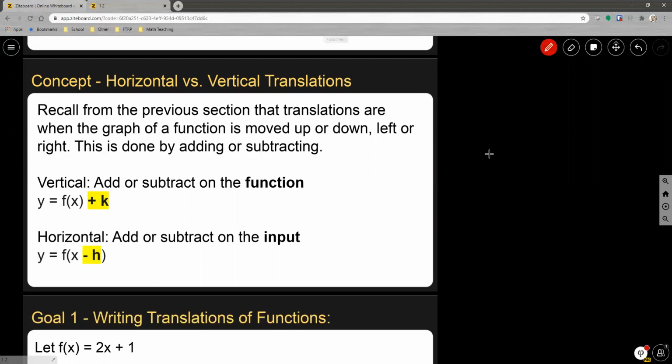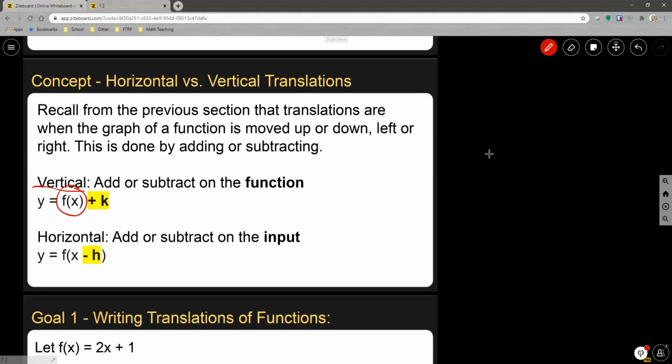The first one is when there's a vertical change. To get a vertical change on an equation, we're going to be adding or subtracting on the function itself. By the function itself, what I mean is f of x is my function, whatever the function is. We're going to add or subtract some value to that function.